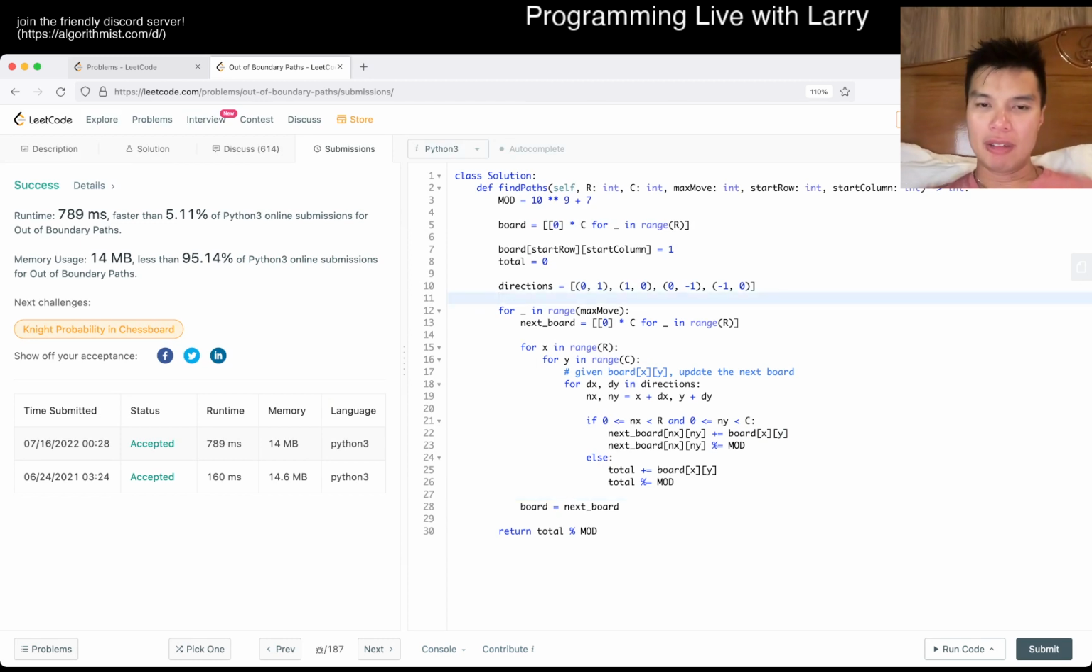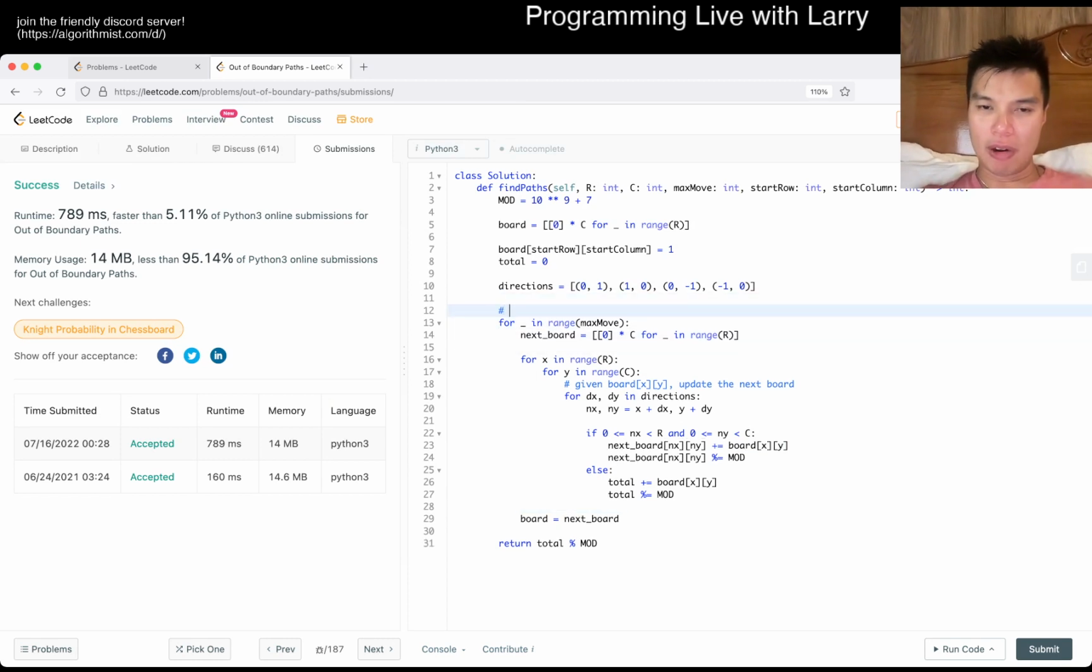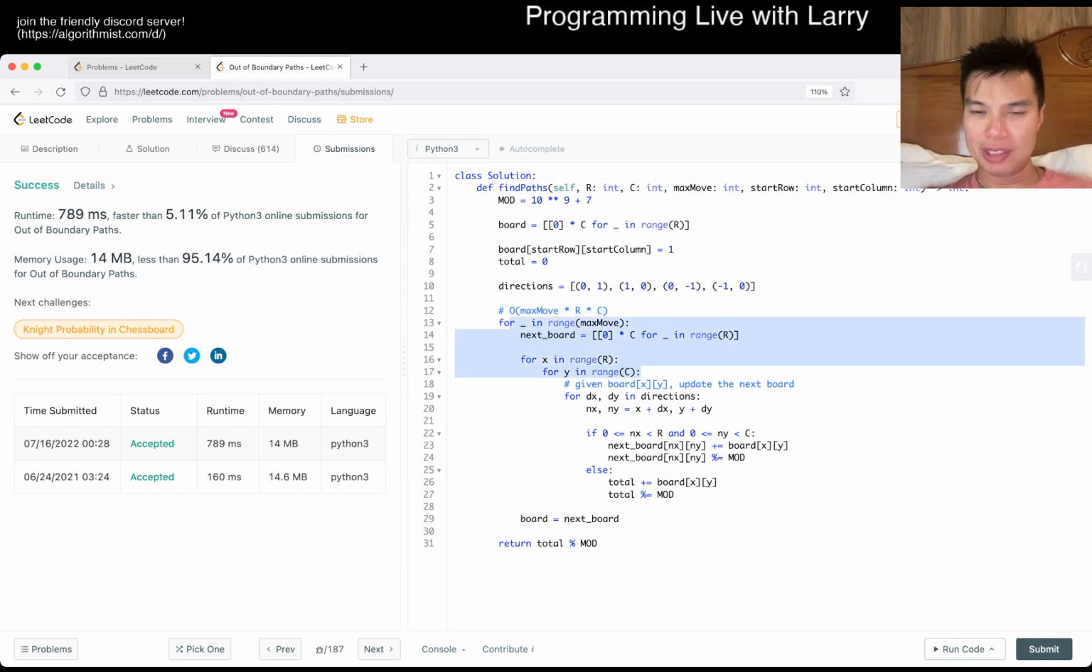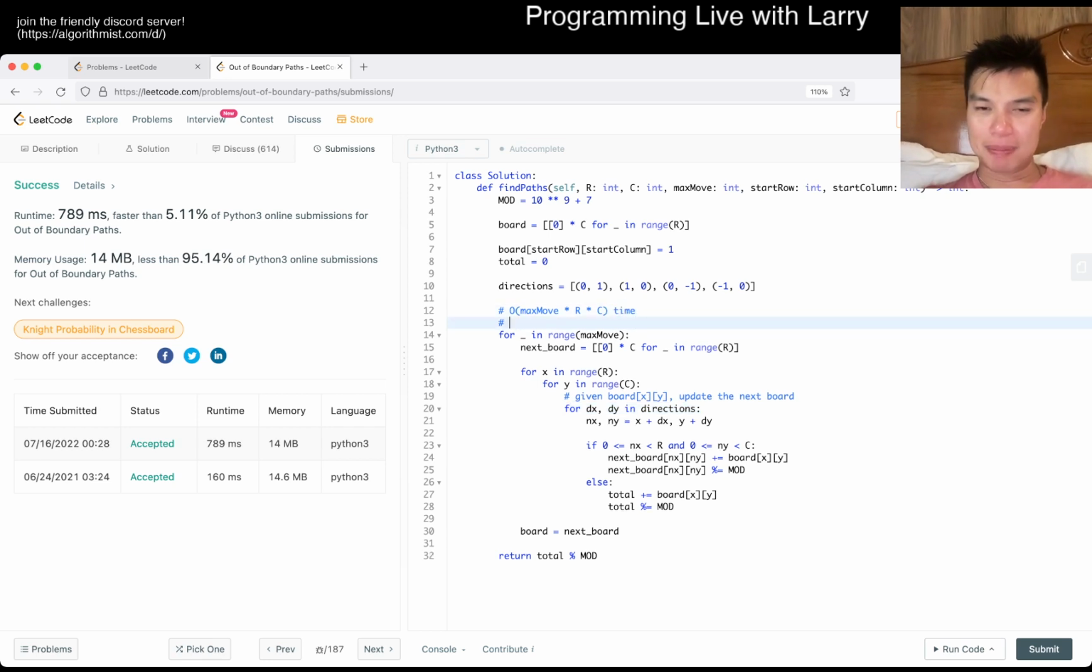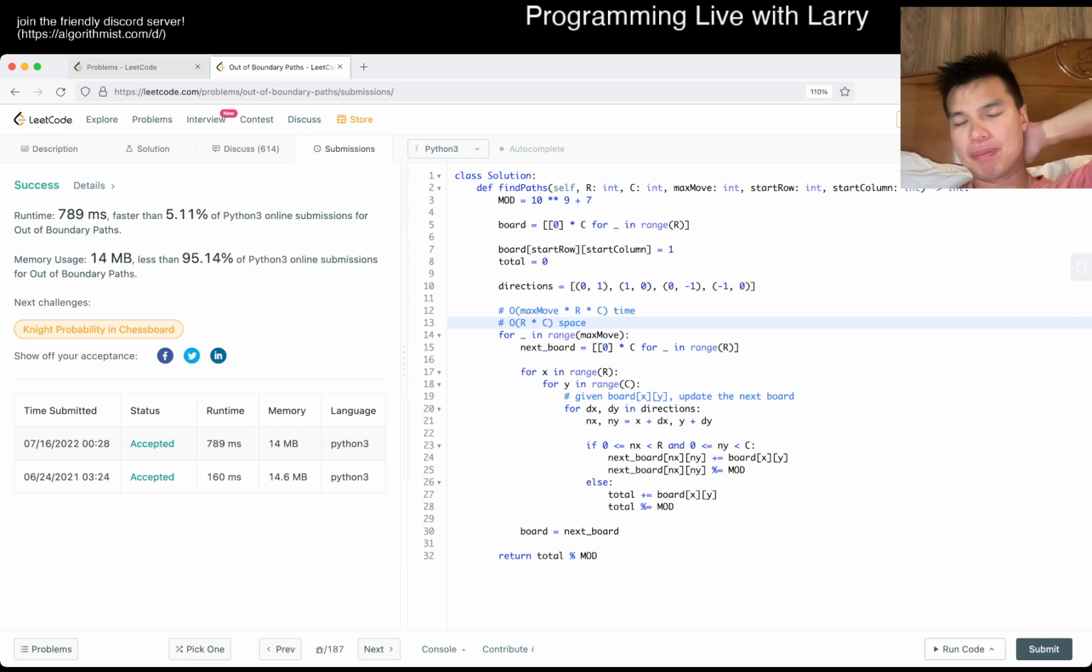what is the complexity here? Well, this is just going to be O of max move times R times C, right? These are the for loops. You could even times four if you like, but the big O obviously gets rid of it. And then space is just O of R times C times two, which obviously the two goes away. This is bottoms up dynamic programming, but I like to think about it almost like a simulation background. So yeah, let me know.